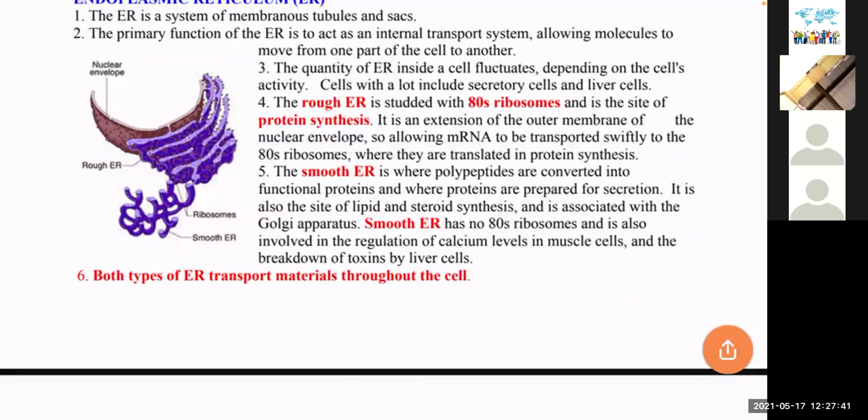No, you've confused the two. Remember what we had discussed on the smooth and rough endoplasmic reticulum. We said the rough endoplasmic reticulum, first we mentioned that it started with the 80S ribosomes, and it is also the site of protein.